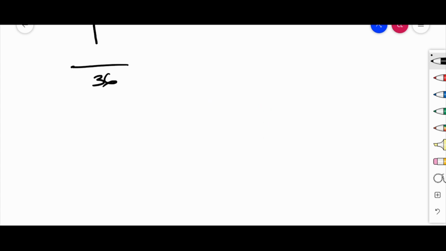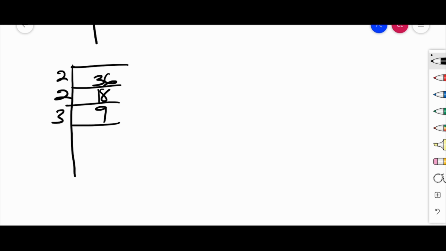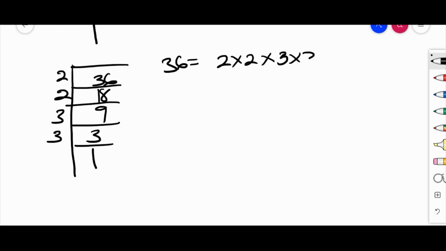So the last one we have is 36. So 2 into 36, 18. 2 into 18, 9. 3 into 9, 3. And 3 into 3, 1. So 36 as a product of its primes would be 2 times 2 times 3 times 3, or 2 squared by 3 squared.